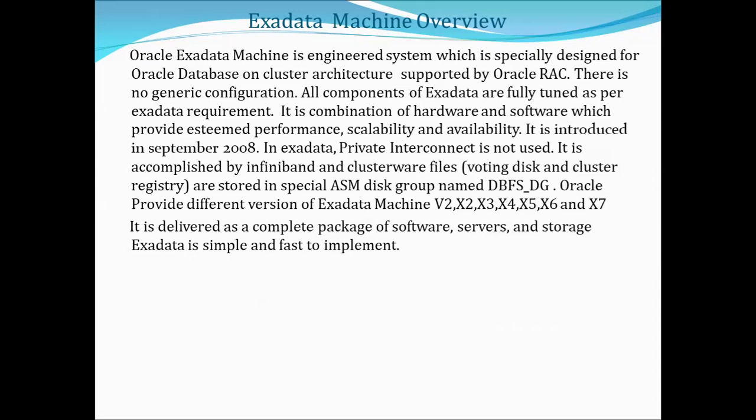Oracle provides different versions of the Exadata machine. It starts from version 2, X2, X3, X4, X5, X6, X7, and now X8 is also available in the market. The Exadata machine is delivered as a complete package: software, server, and storage. Exadata is simple and fast to implement.